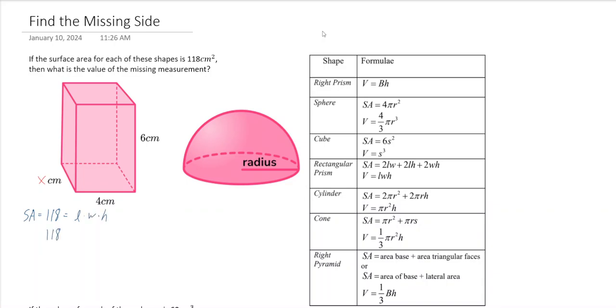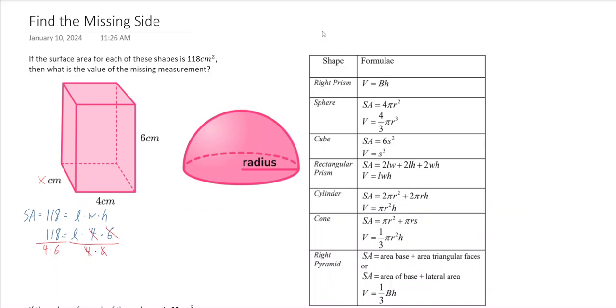Now in this case, we don't know the length, but we do know the width is 4, and we do know the height is 6. So this is our formula. Now we're going to solve for the unknown. This is just basic algebra, opposite operators, opposite BEDMAS. If we're multiplying by 4 and multiplying by 6, we're going to divide by 4 and divide by 6, so divide by both on both sides.